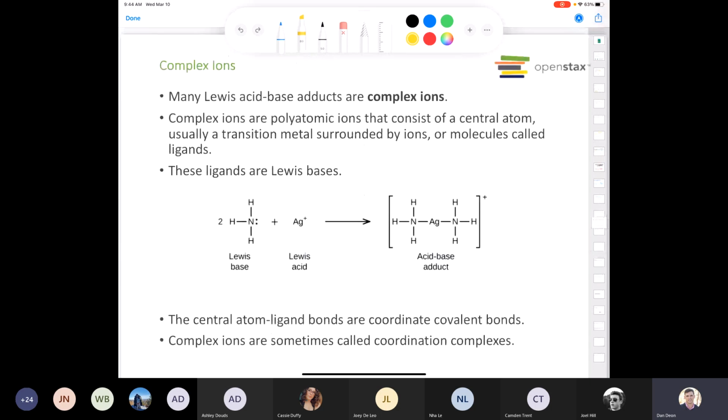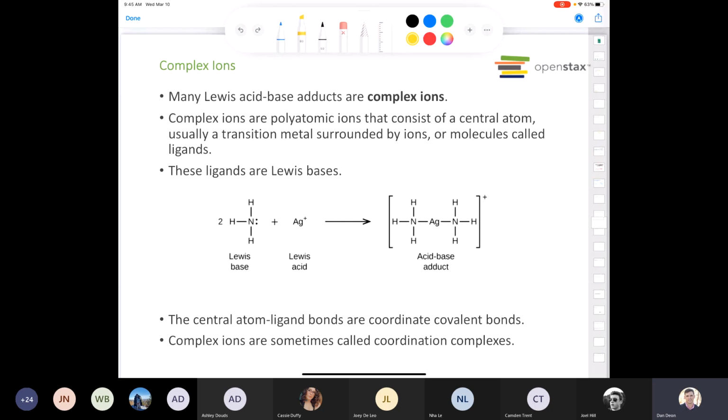Now again, when that Lewis base, like ammonia, if we have two molecules of ammonia that react with a silver ion, that adduct that results, we call that a complex ion. Sometimes we call it a coordination complex. It depends on where you read. A complex ion or a coordination complex is where we have a central atom, which is typically a transition metal cation, and it's surrounded by ions or molecules that we call ligands. So the ligands here, again, is the Lewis base ammonia in this specific case.